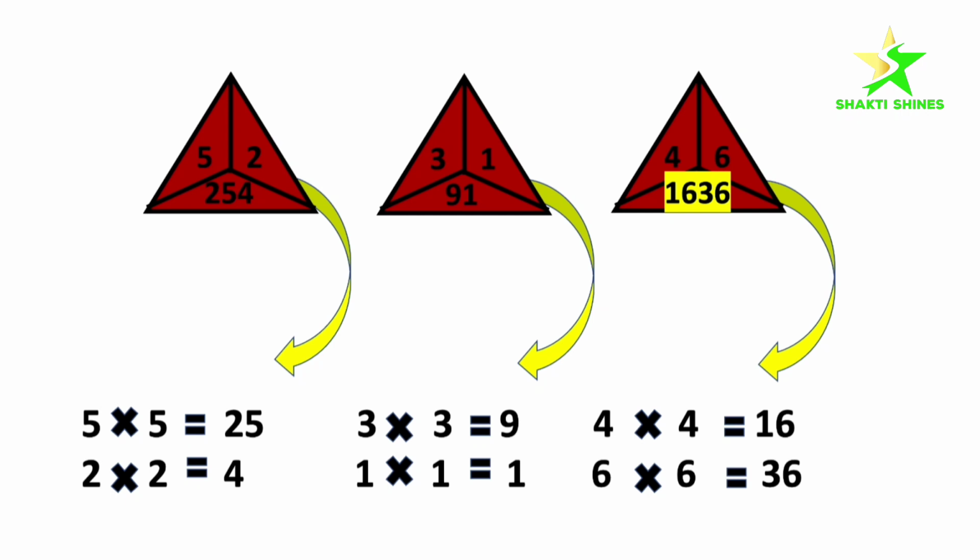Next, here you can see 3. You have to do 3 square. That means 9, 1 square, you have to do 1 square. Next 1. So it is 91. The same similar way here. 4, you have to do 4 square. 4 into 4 equals 16. Then 6 square. 6 into 6 equals 36. So your answer is 1636.